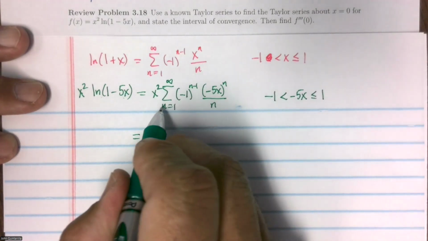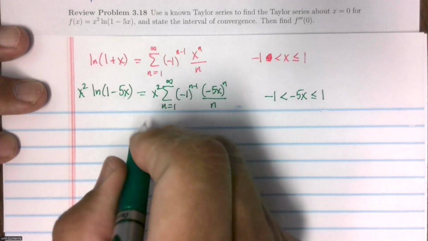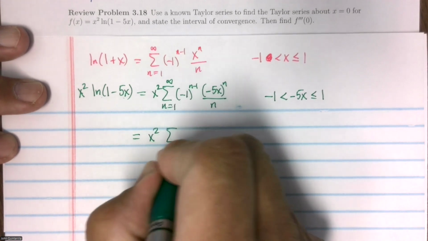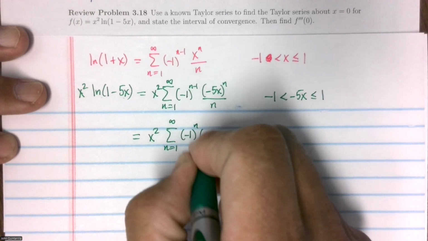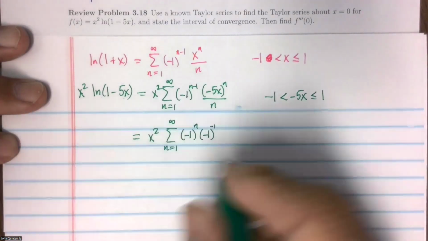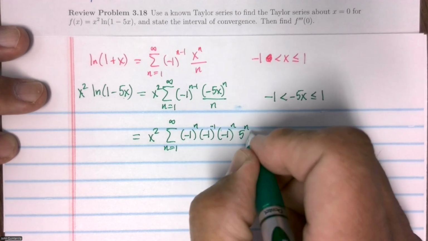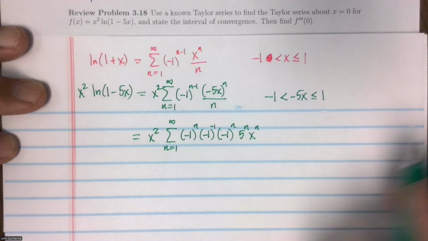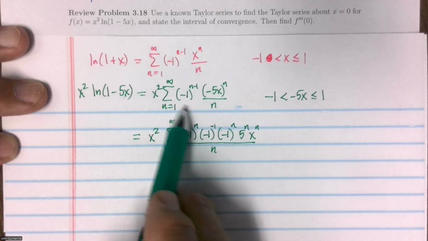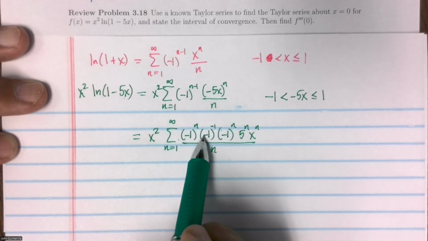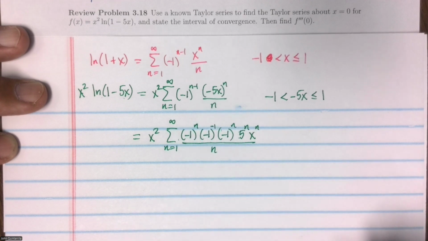Okay, I will work out the series first, and then I will simplify this. So over here, I have x squared times the summation n equals 1 to infinity of (-1)^n, (-1)^(-1), then (-1)^n, 5^n, x^n, all over n. I'm using my law of exponents to separate this out.